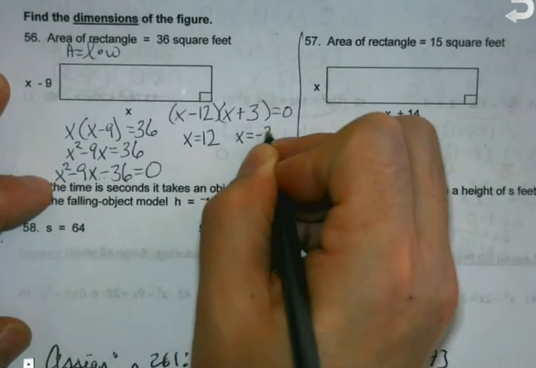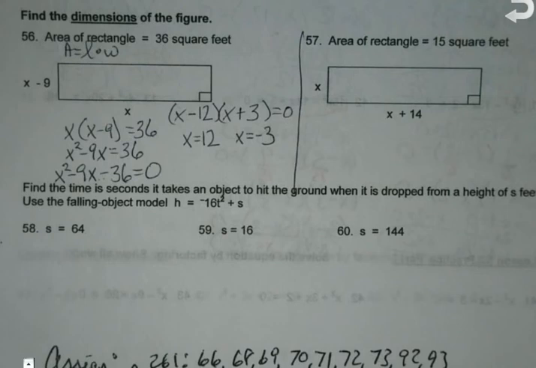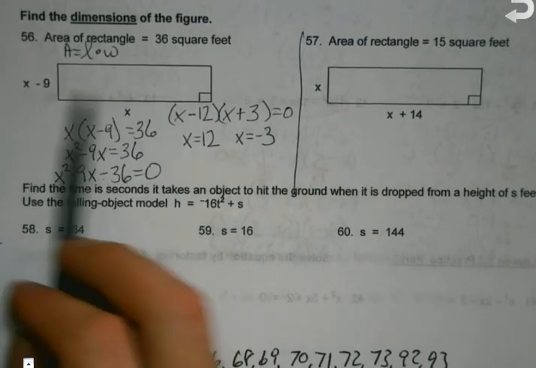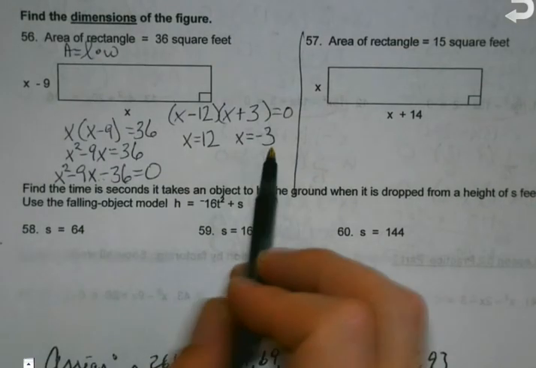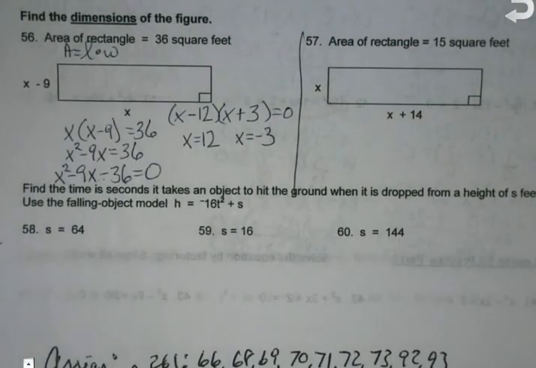And then you sit there for a minute and you go, well, wait a minute. How can I have two answers that work? What might I not be thinking about here? One of these answers actually doesn't work. You're like, well, what do you mean it doesn't work? 12 minus 9 is 3, and that's 12, so 3 times 12 is 36. Negative 3 minus 9 is negative 12. Negative 12 times negative 3 is 36. What do you mean it doesn't work?